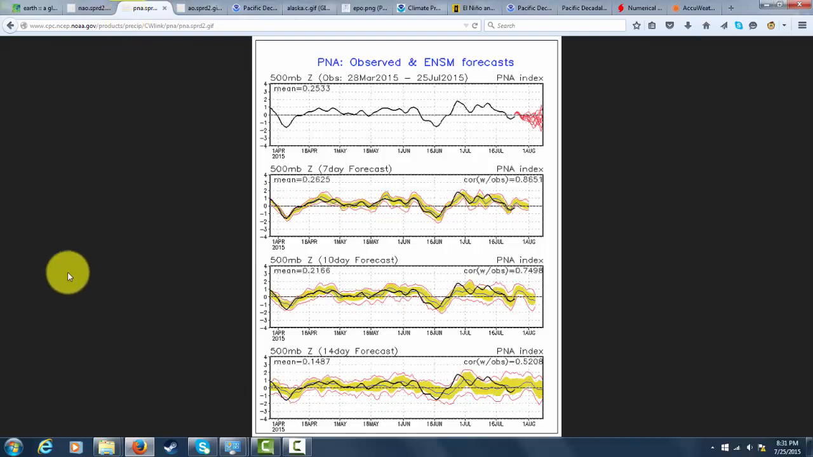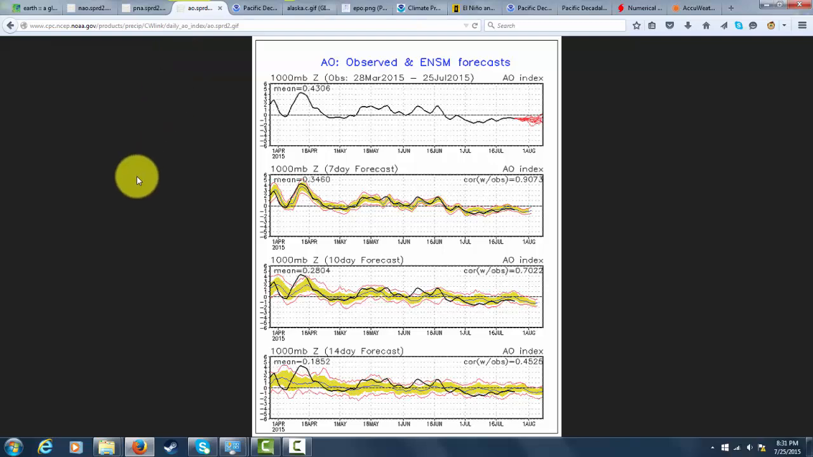Now going into the PNA, it looks like the PNA is about neutral. However, it looks like into August it's starting to trend a little bit negative. Now, usually a negative PNA correlates to a trough over the Pacific. Even though the PNA will be negative, I don't think the trough over the Pacific will cause warmer than normal temperatures in the eastern United States. I don't think that'll be the case, and I'll get to that later in this video with one of my favorite teleconnections.